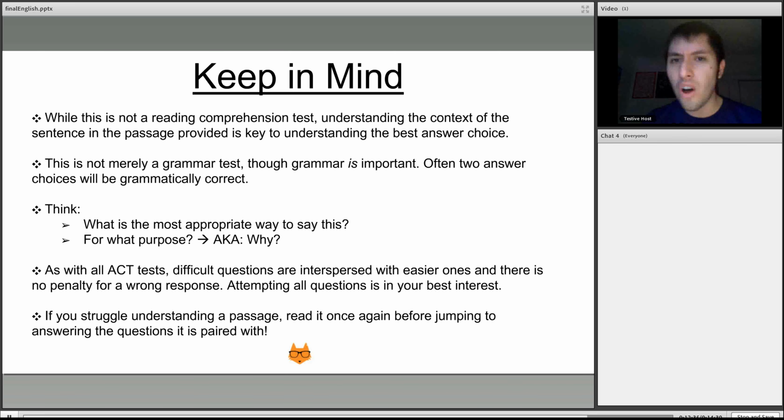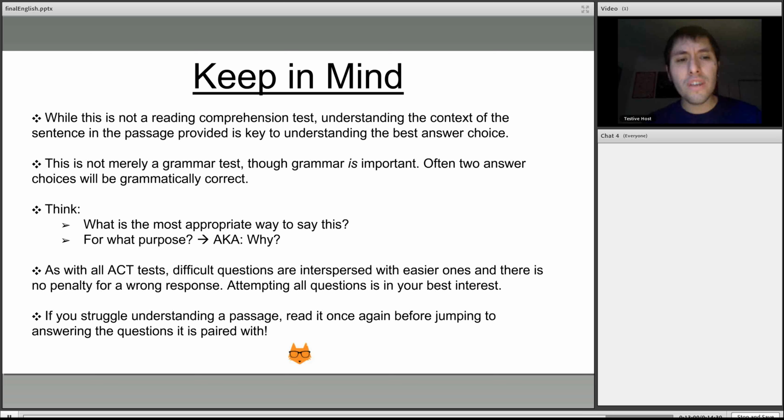And of course, as with all ACT tests, remember that the difficult questions are interspersed with the easier ones, and there's no penalty for a wrong response. So attempting all questions is in your best interest. If you run out of time by the end of the exam, and you don't have time to really consider the questions that you skipped, make sure that you guess something. It's in your best interest not to omit questions.